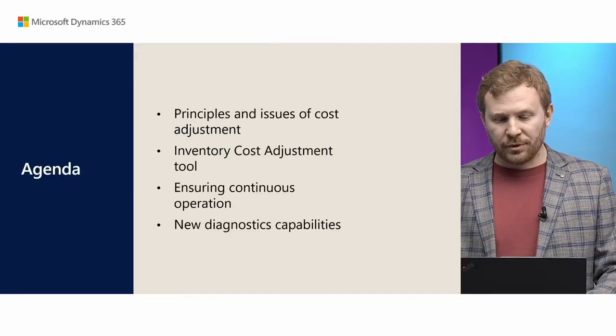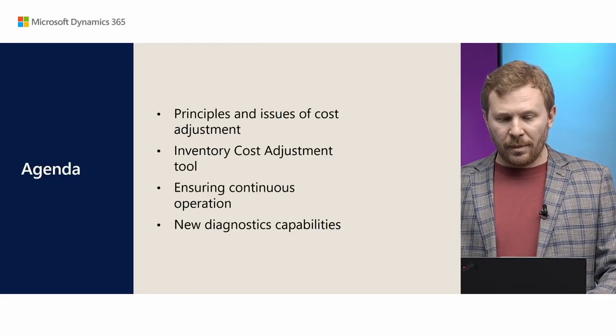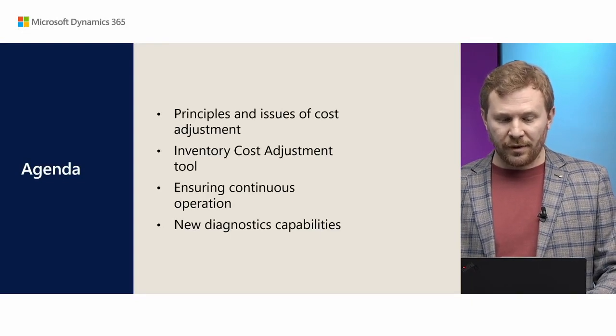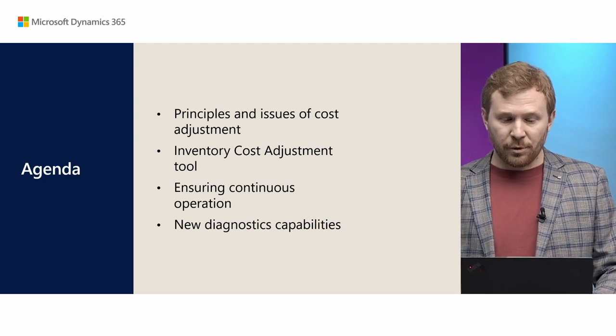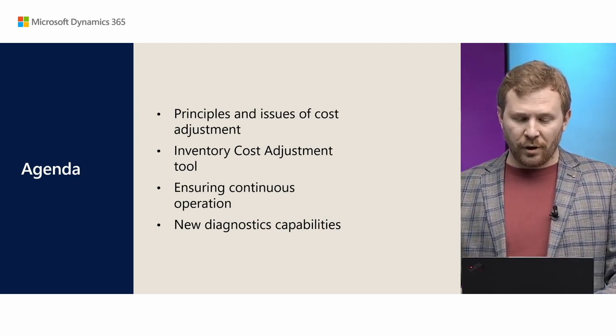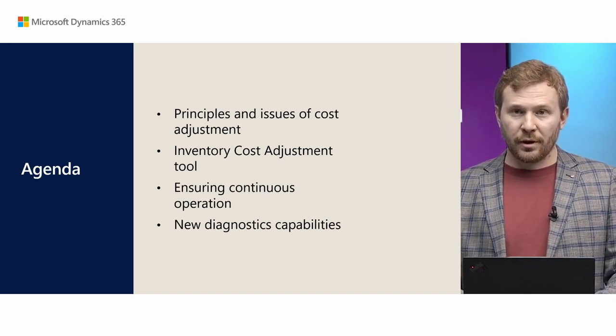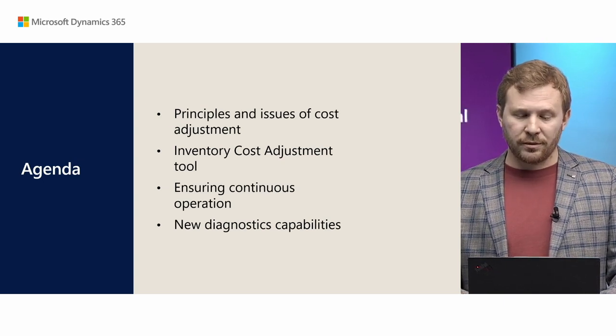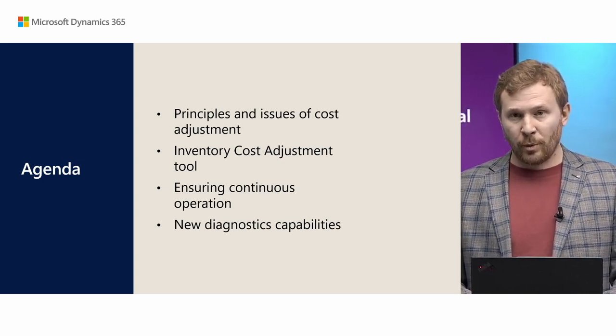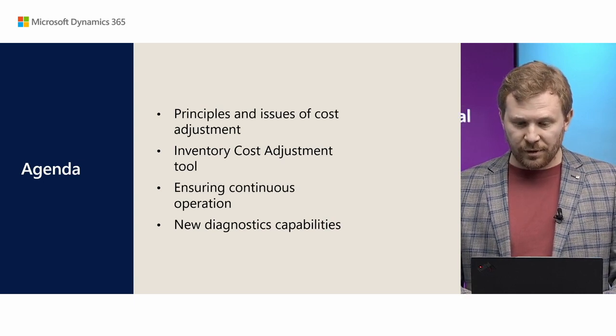First, I'll recall what the cost adjustment is for and name the main issues our customers are facing. Then we'll get familiar with the inventory cost adjustment tool and how to ensure uninterrupted adjustment of items, production, and assembly orders. Finally, we'll look at what actions you might want to take in case something goes wrong. So let's start.